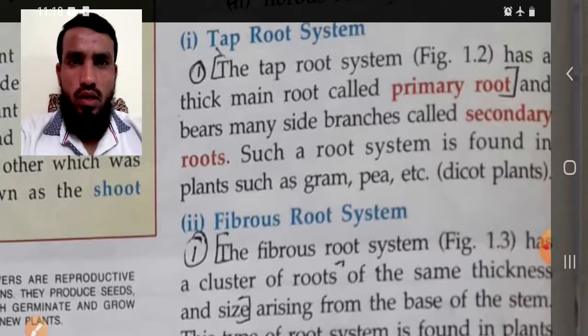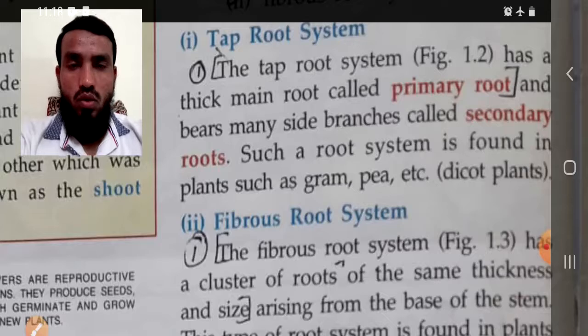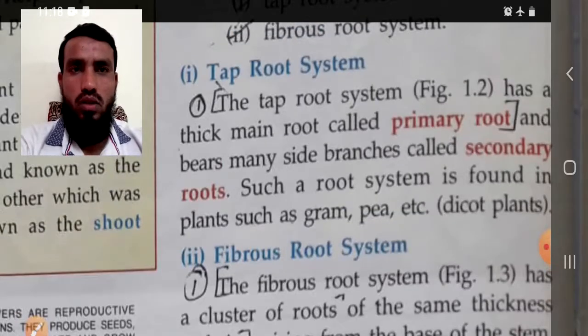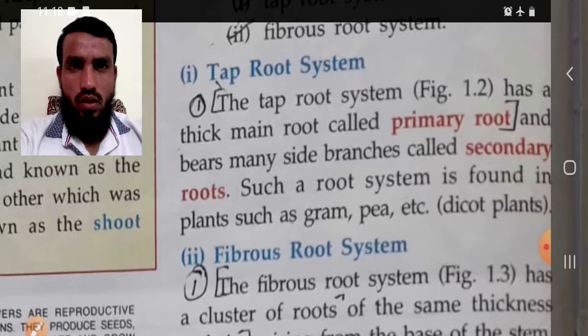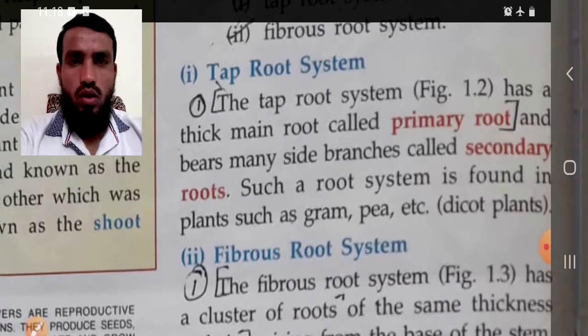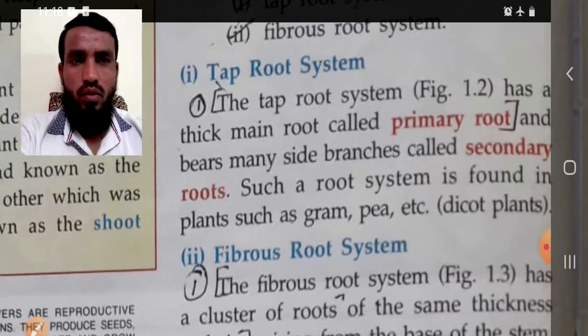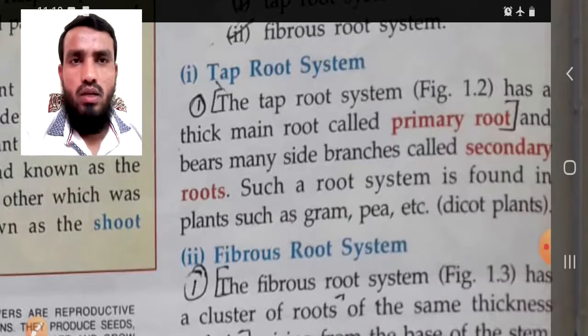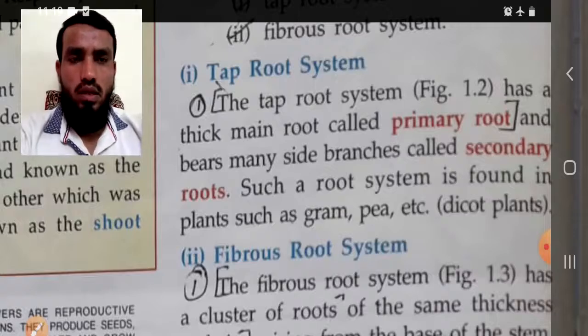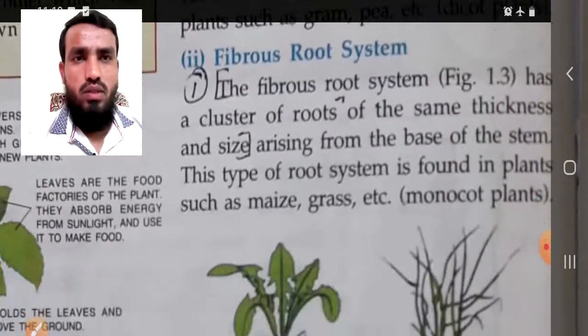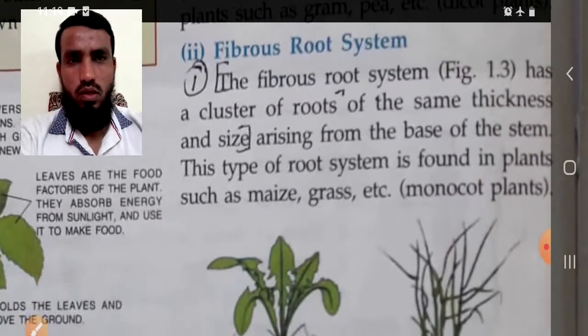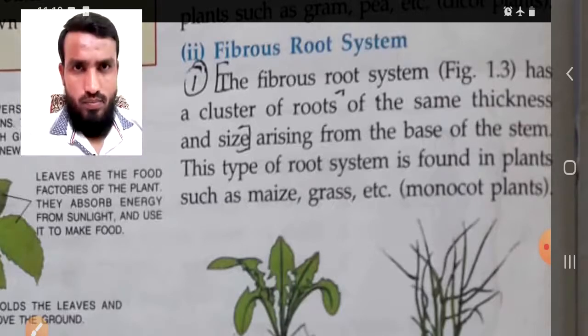So whatever plants have dicotyledonous seeds have a root system like the tap root system. This is a clue, with the help of this point you can understand which plant has this kind of tap root system. The plants which are dicot plants, like gram, pea, etc., will have the tap root system. Understood? So we will start with the next type of roots, called fibrous roots.